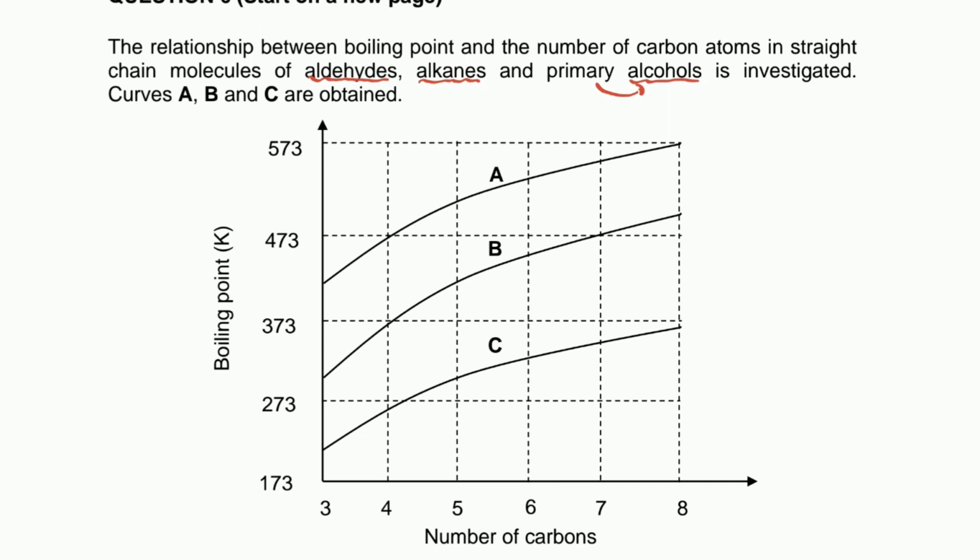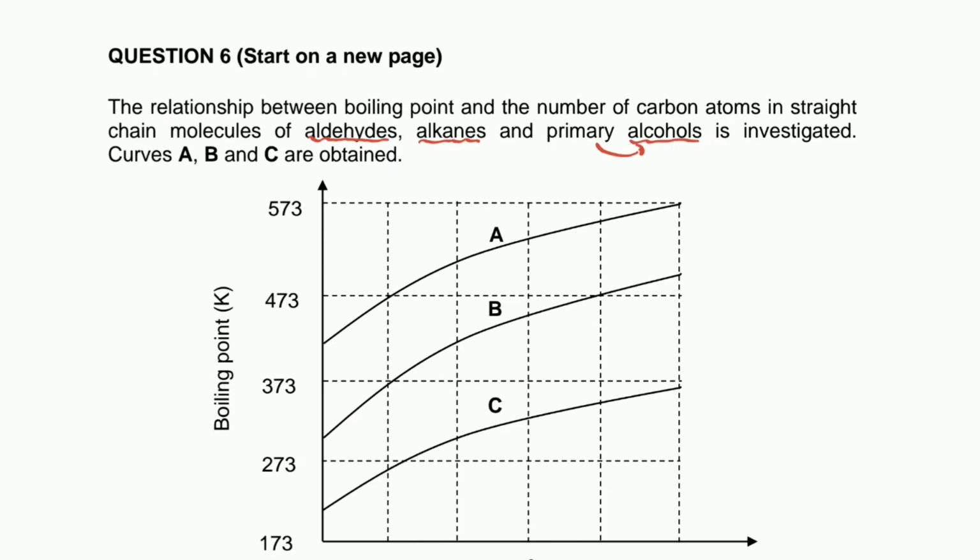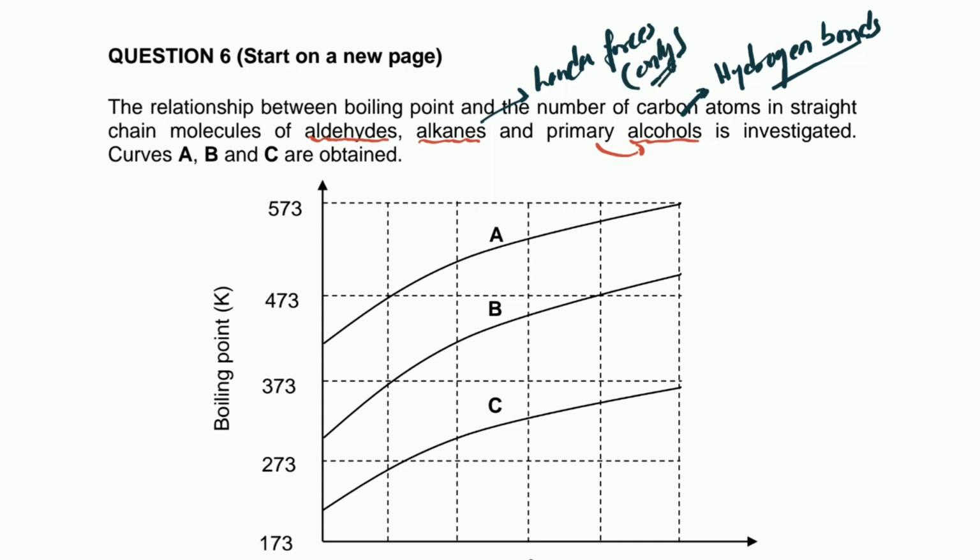So now, what are the different types of intermolecular forces that each of these different homologous series have? Let's start here with the alcohols. So the alcohols will have hydrogen bond, apart from London forces. The alkane will have London forces only. And the aldehyde has dipole, apart from London forces.